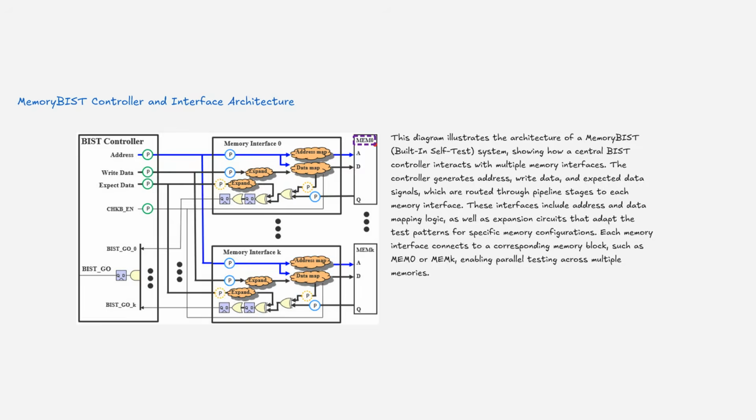This diagram illustrates the architecture of a MemoryBIST system using a shared bus interface, where multiple memory instances are tested through a centralized BIST controller. The controller manages test operations by sending address and write data to individual memory interfaces, labeled as Memory Interface 0 through Memory Interface K. Each interface includes components like address mapping, data mapping, and expansion logic to adapt the controller's signals to the specific memory's requirements.